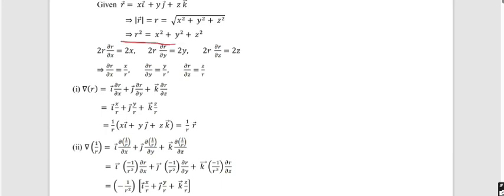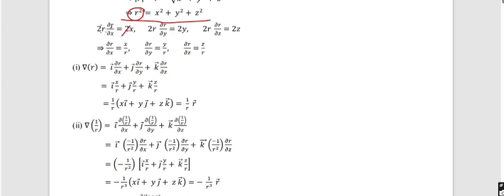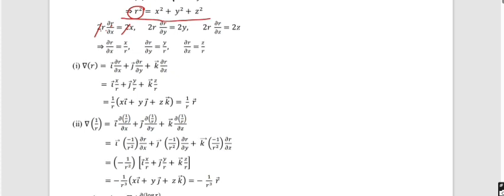Here r square equal to x square plus y square plus z square. Differentiating this r square with respect to x, we have 2r into ∂r/∂x equal to 2x. In the same way, differentiating with respect to y, we have 2r into ∂r/∂y equal to 2y. Then differentiating with respect to z, we have 2r into ∂r/∂z equal to 2z. From this, the 2 gets cancelled. Then ∂r/∂x equal to x by r, ∂r/∂y equal to y by r, ∂r/∂z equal to z by r.